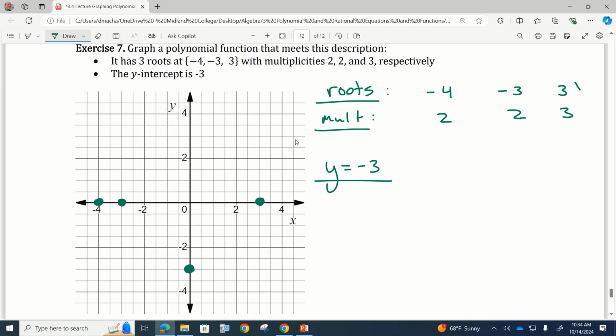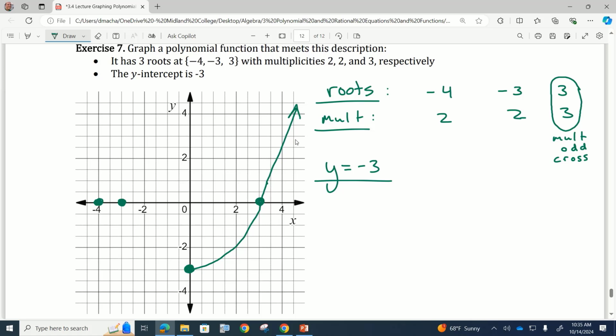Starting with this root at +3. Since the multiplicity is odd, is this going to bounce or cross? It's going to cross the axis. Odd multiplicity, so it's going to go through the axis right here. And if I have to start from this y-intercept, let's try to connect this dot to the root over here. And then it's going to cross the axis. And there's no more dots, so the right side end behavior has to go up, right? It can't cross the axis again, so it's got to keep going up.